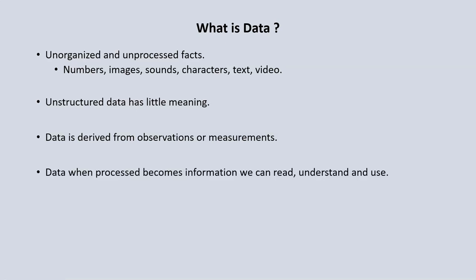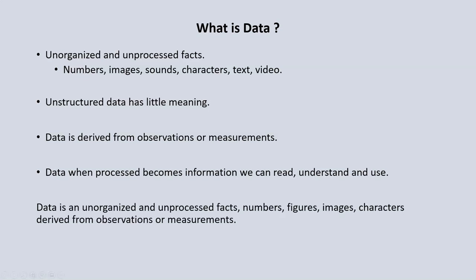Once data has been gathered and processed, it becomes information that we can read, understand, and see patterns in, and it then becomes useful for us. So there is a difference between data and information. Data in its real sense is just raw and cannot be used. But once it's processed, it becomes more useful. We can understand it, see patterns, and use it for our own purposes. So we can define data as unorganized and unprocessed facts. Again, this could be numbers, figures, images, characters, and they are typically derived from observations or measurements.